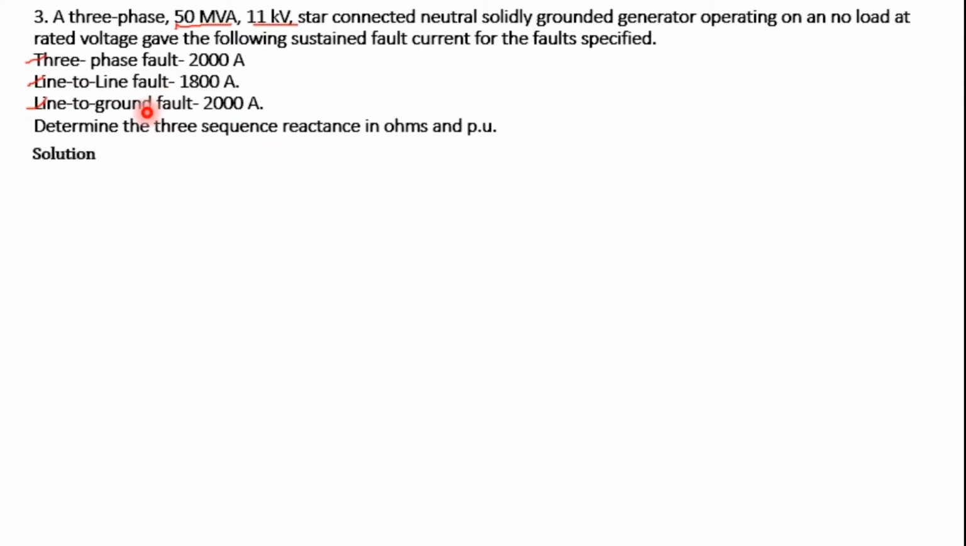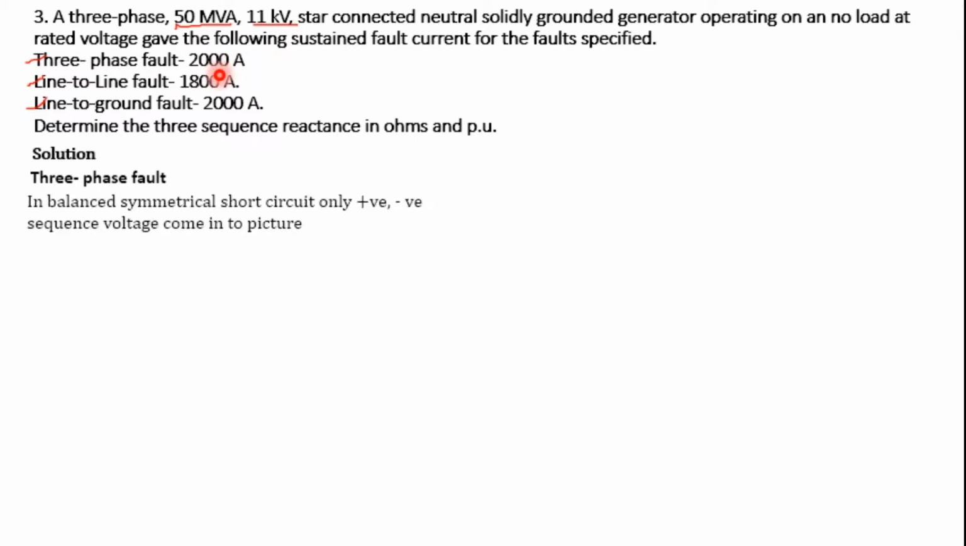Let us consider the first type of fault, the three-phase fault, which is 2000 amperes. In a balanced symmetrical short circuit, only the positive sequence voltage comes into the picture. So what is the interconnection sequence network diagram for the three-phase fault? It consists of only the positive sequence network, with only positive sequence impedances.